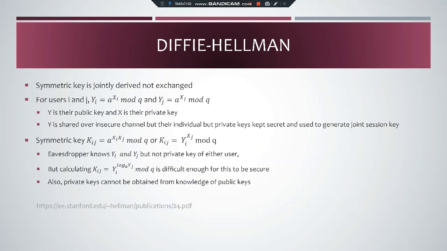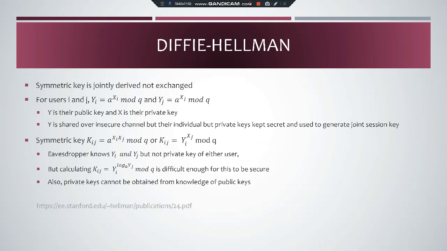In the Diffie-Hellman key exchange protocol, the symmetric key is jointly derived, not exchanged. So for users I and J communicating over a network, their public keys are found by taking some number A raised to the private key as the power x mod q, and the other one does the same for their private key to derive their public keys. Their public keys are shared over an insecure channel. Their private keys are kept secret and then used afterwards to combine with the other public key to generate their symmetric key, their shared common secret.